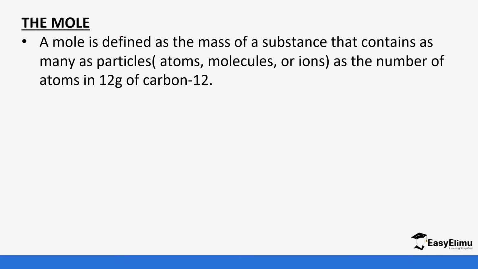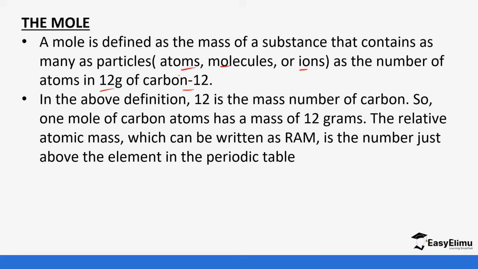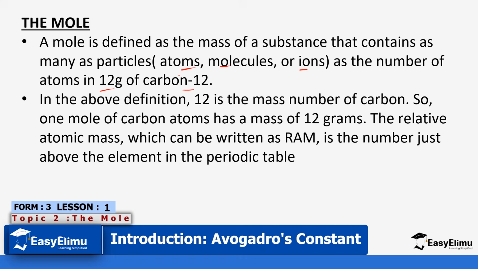So when you talk about mole, mole is usually defined as the mass of a substance that contains as many particles. These particles can be atoms, molecules, or ions, as the number in 12 grams of carbon. So 12 grams of carbon, carbon 12, was the one that was used when the mole was being derived. In the above definition, you notice that 12 is the mass number of carbon. So 1 mole of carbon atoms has a mass of 12 grams.